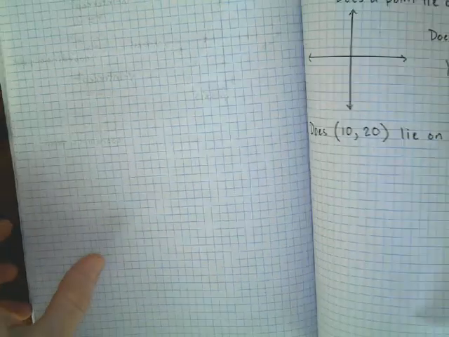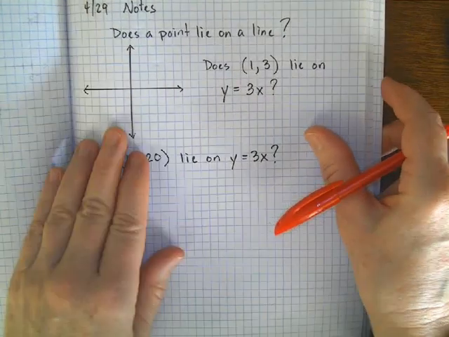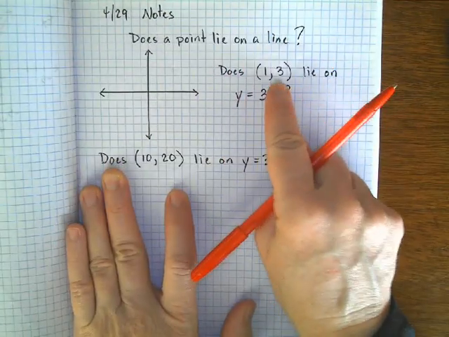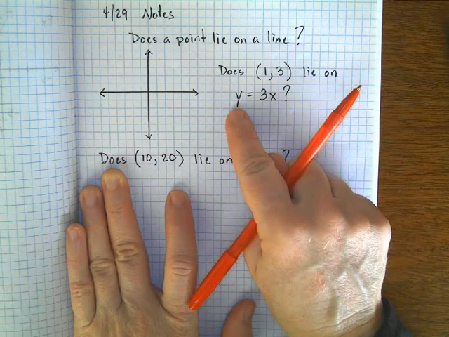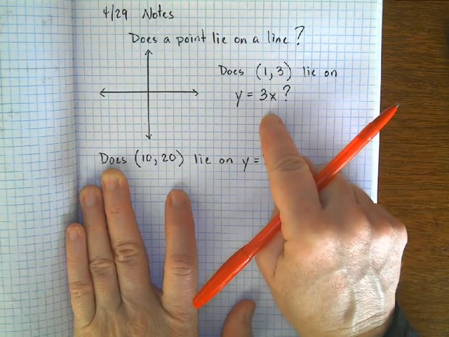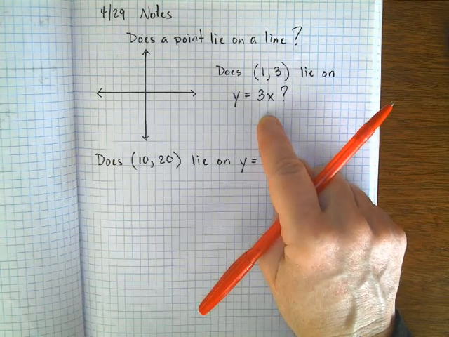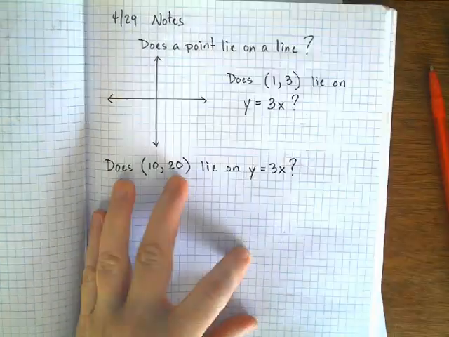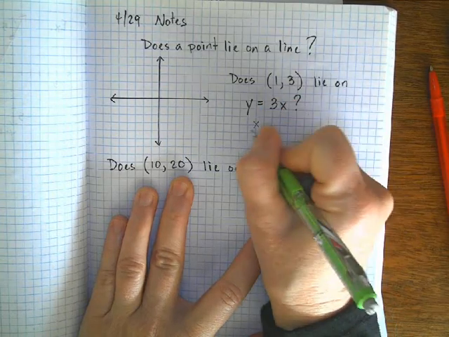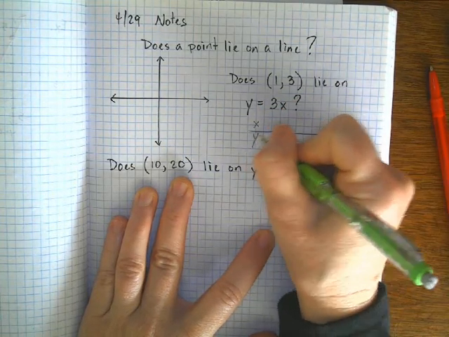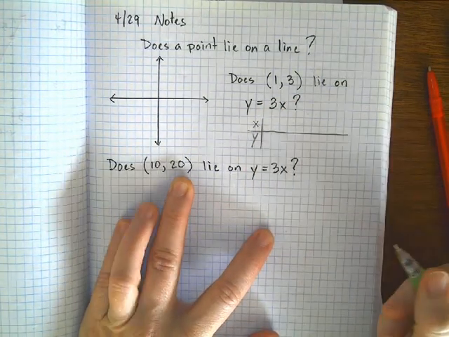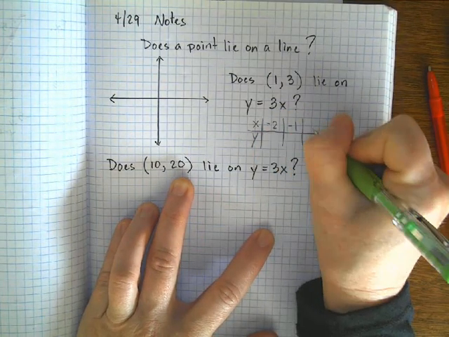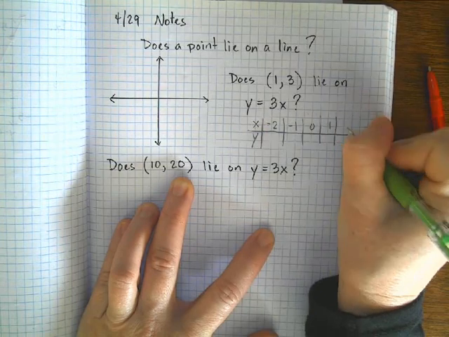Here's today's notes. Does a point lie on a line? So does 1, 3 lie on y equals 3x? Okay, well, let's find out. Let's graph the line. How do I graph this line? X, y. I need a table, and I need some points. So let's say -2, -1, 0, 1, and 2.